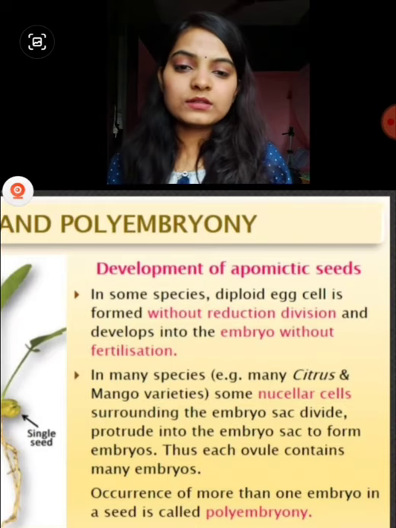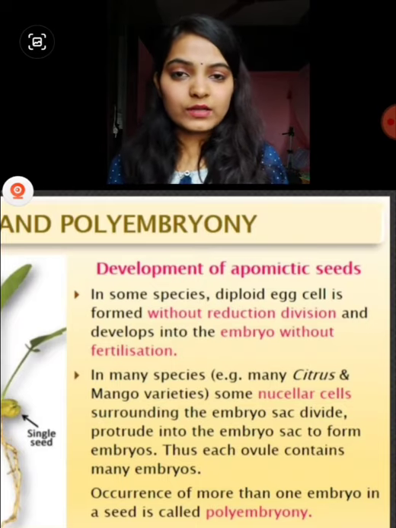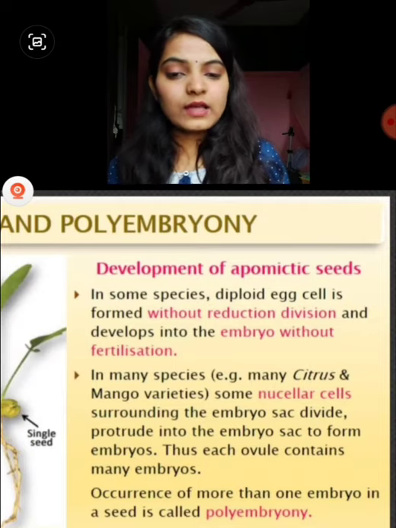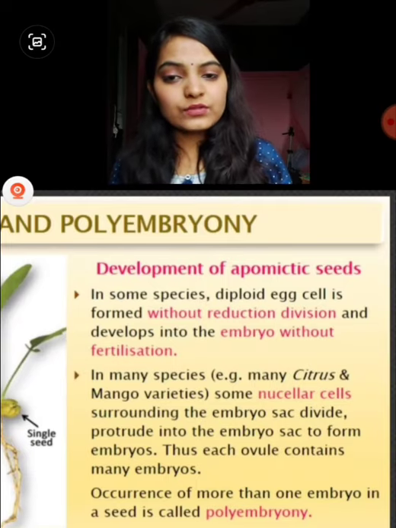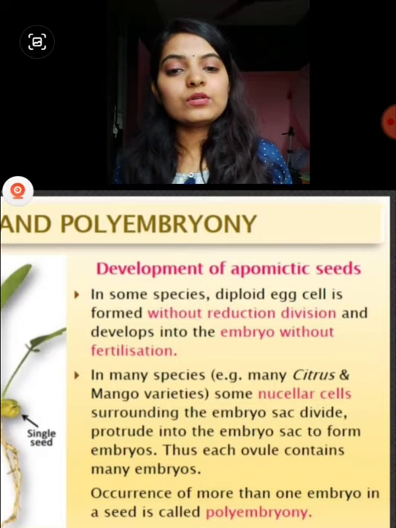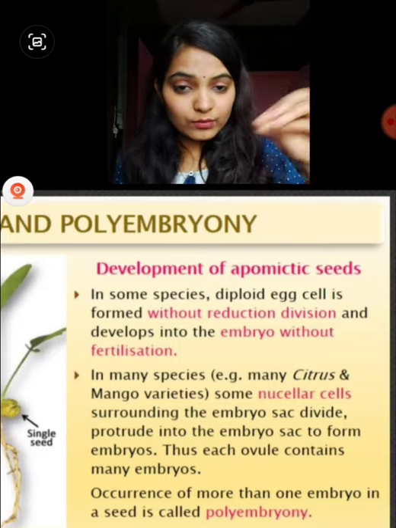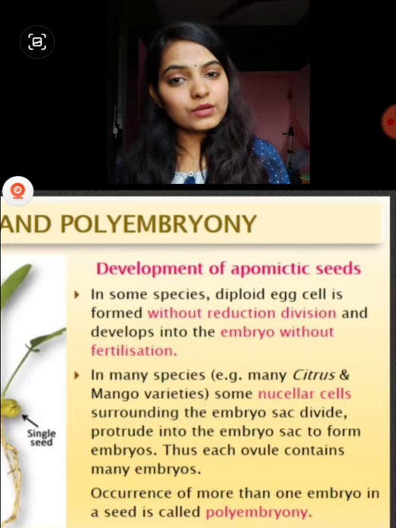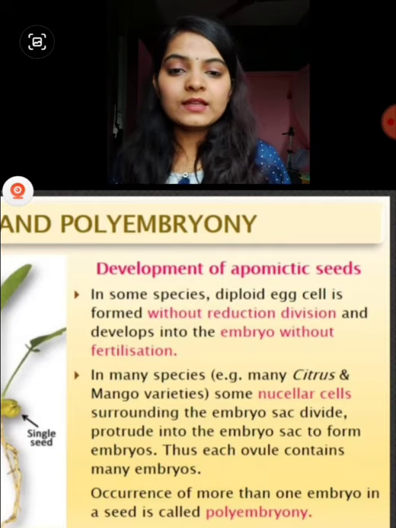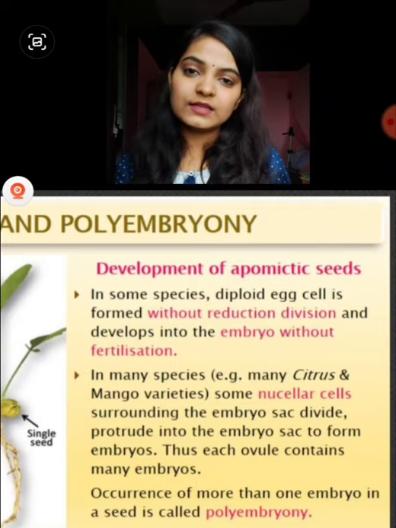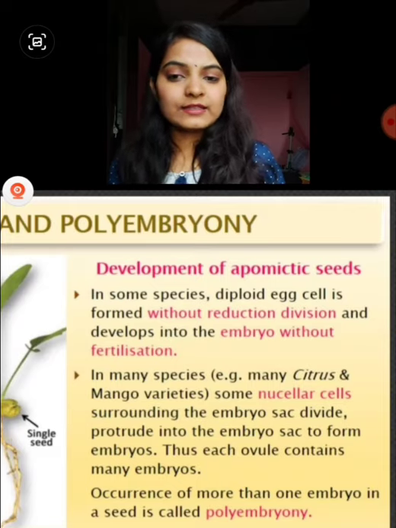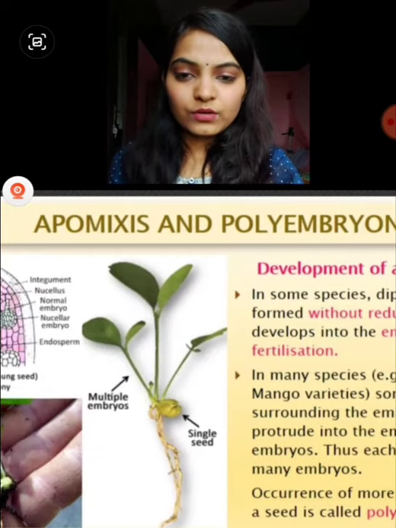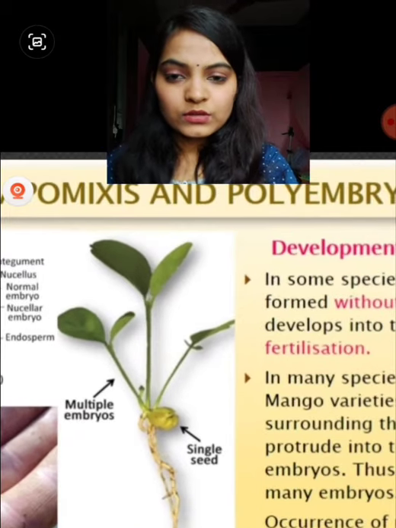So what happens is, the nucellar cells, which we saw while studying the embryo sac, surround the embryo sac. The cells of the nucellus divide and protrude into the embryo sac to form the embryos. That is the reason each ovule will contain many embryos in that case. The occurrence of this process we call polyembryony, that is, multiple embryos.